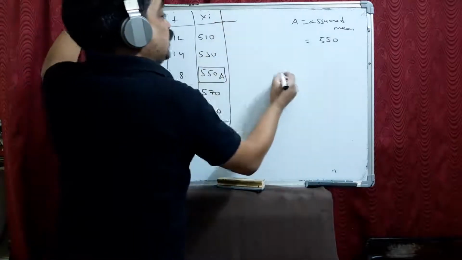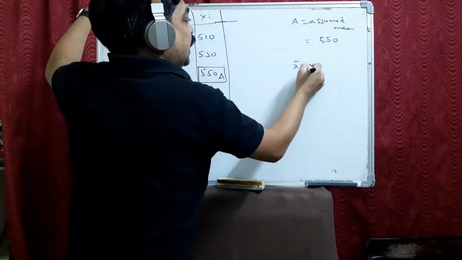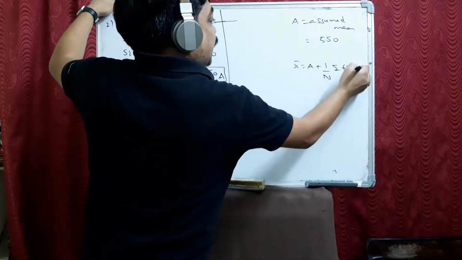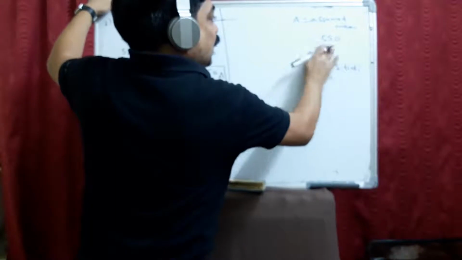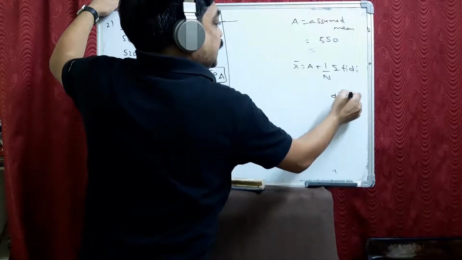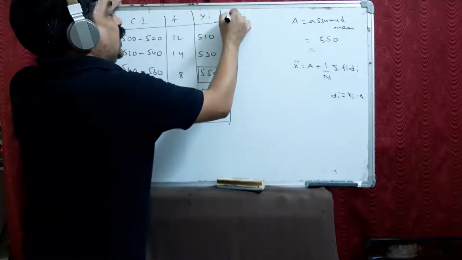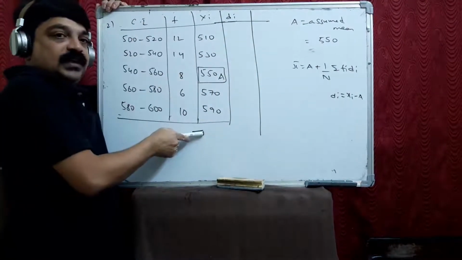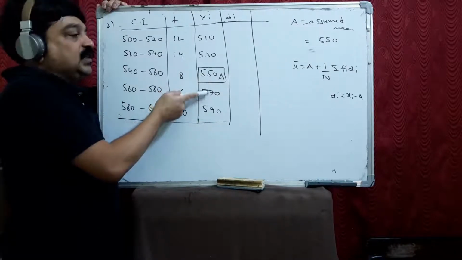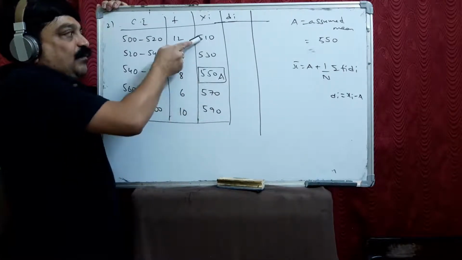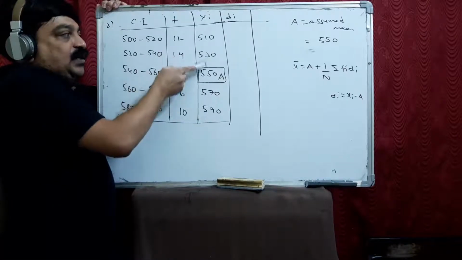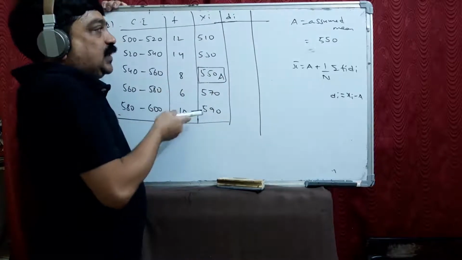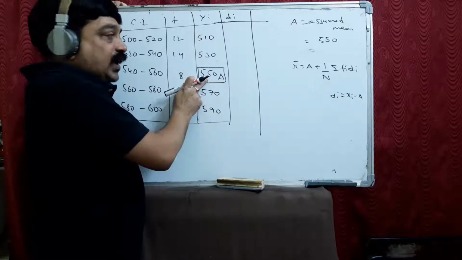Now the next thing is, what is the formula of mean for using the assumed mean? A plus 1 by n sigma Fi di. But we need di, no? What is di? Di is xi minus A. So let us find di. These are all xi's, and this is A chosen from the same xi. That means you have to subtract this value A from each of the observations, from each xi.